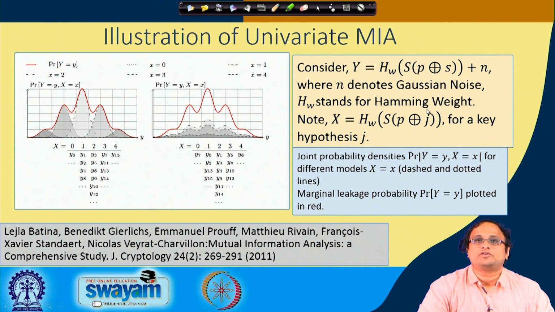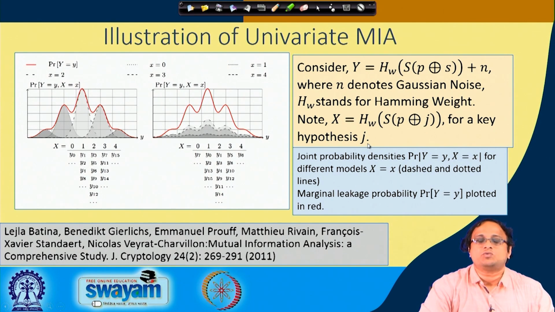Okay. Note that when you are guessing, you are making a key hypothesis. The key hypothesis is denoted as j, and you measure HW(S(P XOR j)), the Hamming weight of that, and you denote that as x for the corresponding hypothesis.